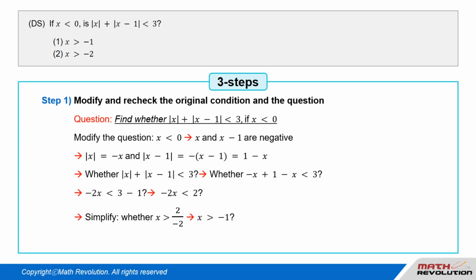Or, negative 2x is less than 3 minus 1. And we get negative 2x less than 2, which simplifies to x is greater than 2 over negative 2, or x is greater than negative 1. So the question can be modified to whether x is greater than negative 1.